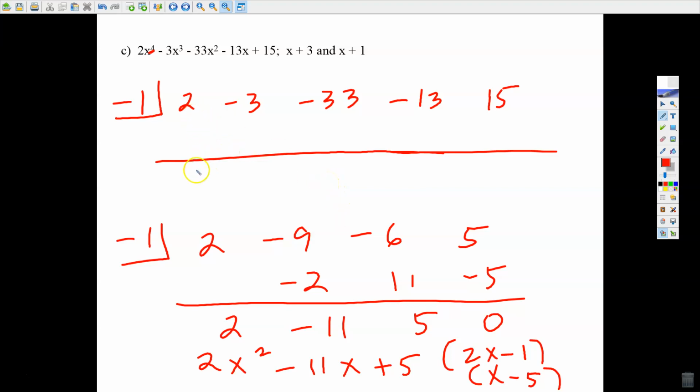Okay, so bring down the 2 and multiply. That's -2, which is -5. And that's -28. 28 and 15.